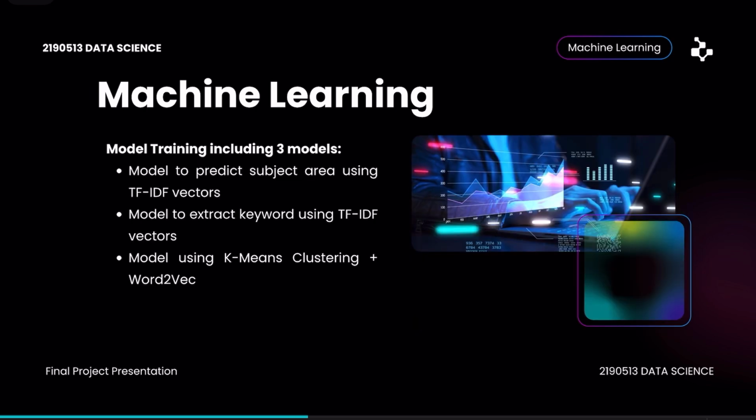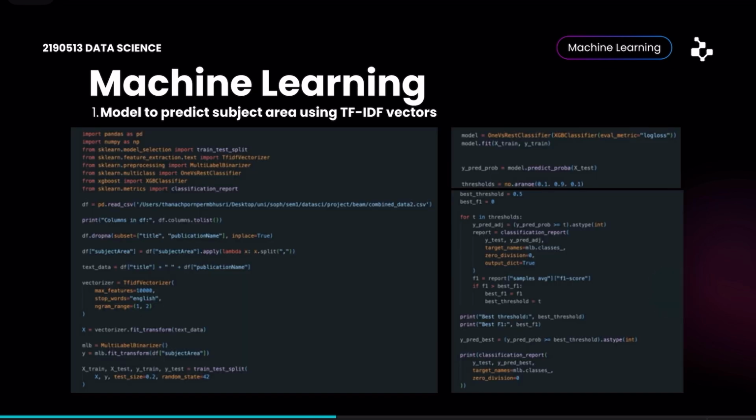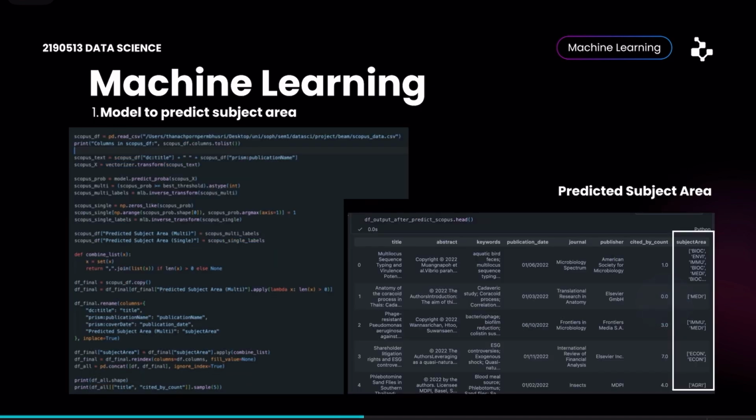So, the model training includes 3 models. Model to predict subject areas using TF-IDF vectors, model to extract keywords using TF-IDF vectors, and model using K-means clustering plus word to vector. So, this is the code of model to predict subject areas using TF-IDF vectors. And this is predicted subject area.